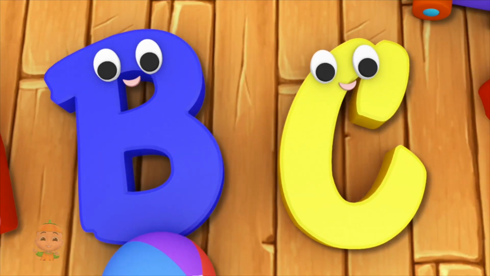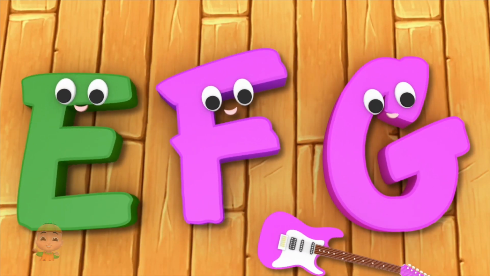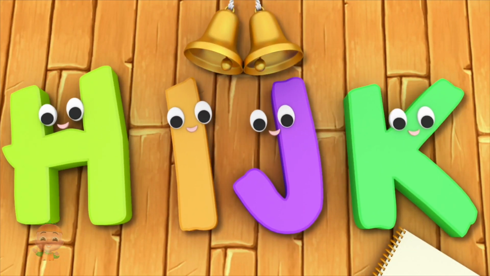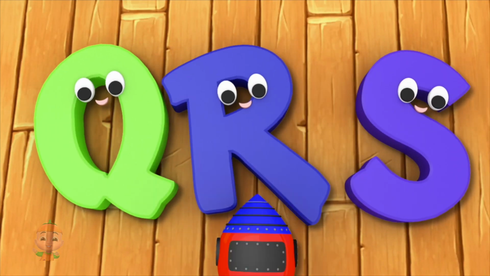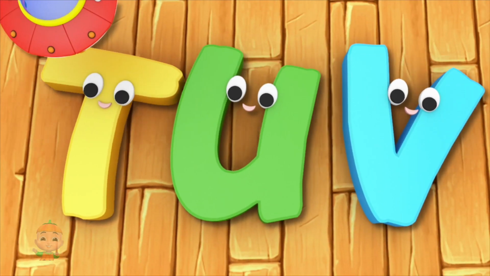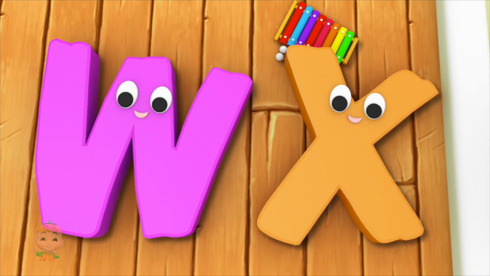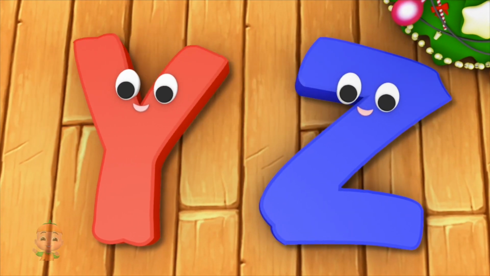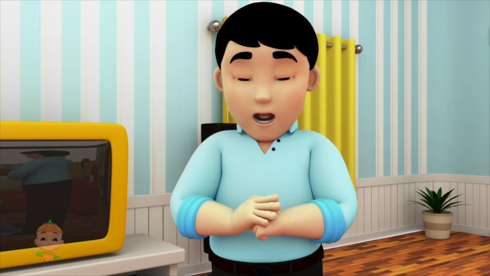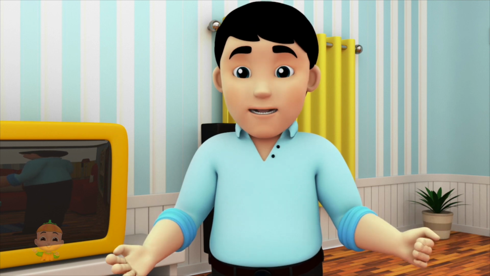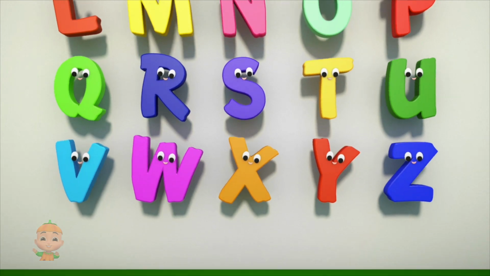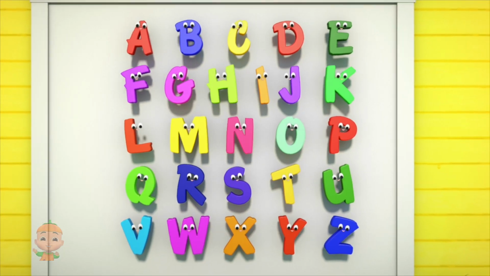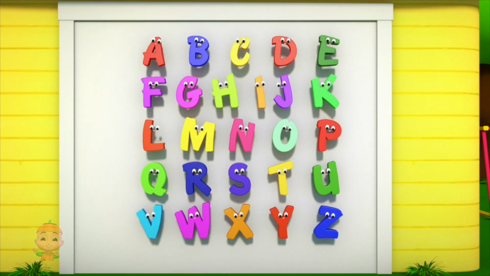A, B, C, D, E, F, G, H, I, J, K, L, M, N, O, P, Q, R, S, T, U, V, W, X, Y, and Z. Now I know my ABCs. 26 letters from A to Z.